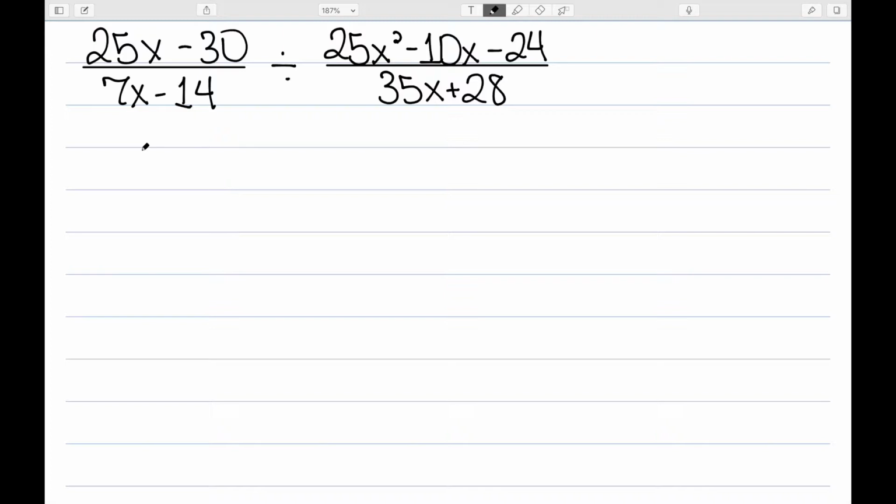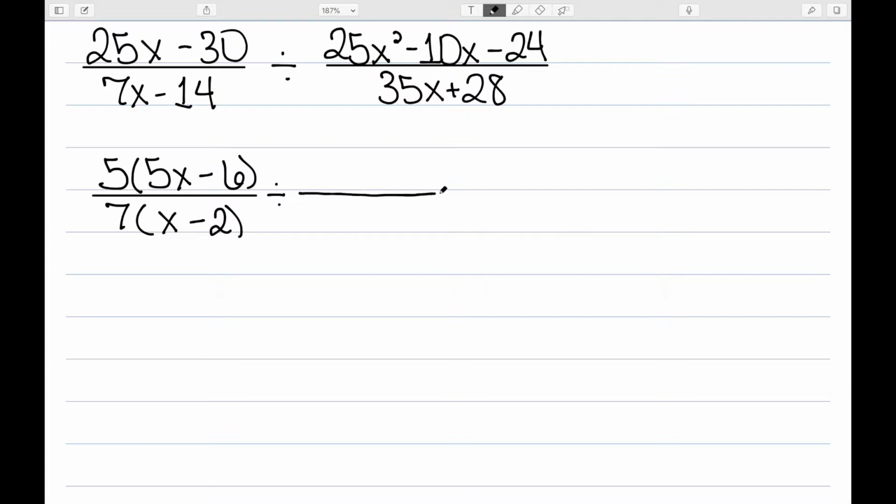My next problem, if I start with the first fraction, the top, we can see they have a 5 in common. When I remove that, I'm left with 5x minus 6. The bottom, these have a 7 in common, leaves me with an x minus 2. If I look at the second fraction, I'm going to start with the bottom, the denominator. These have a 7 in common, and if I remove that, I'm left with a 5x plus 4.